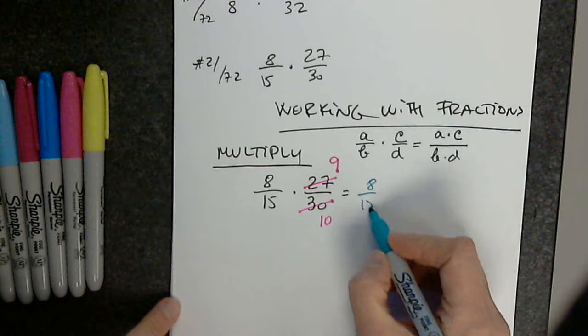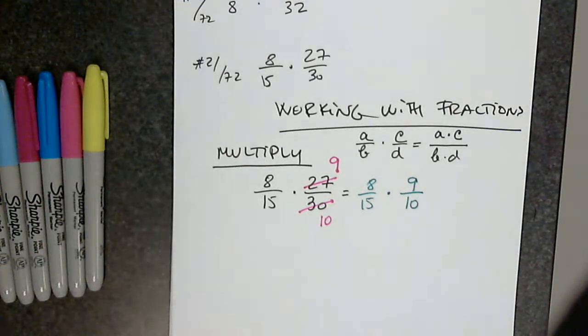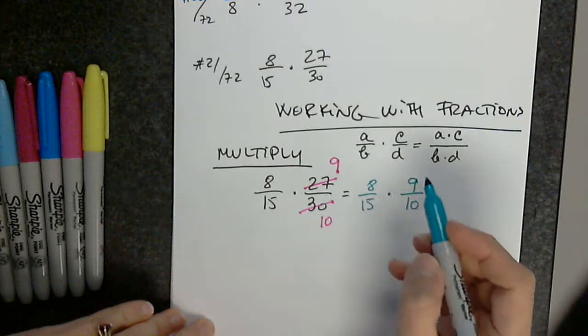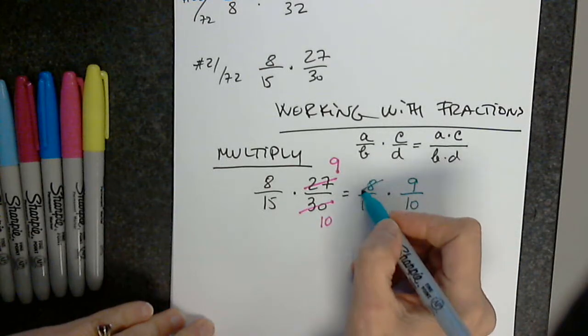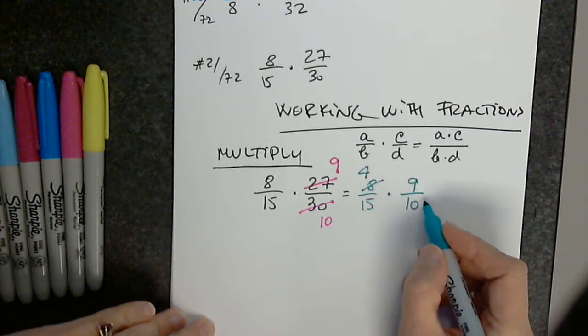8 over 15. Multiplied by? By 9. Good. Now both fractions are fully simplified. Cannot be further simplified. Now I'm going to see if I can simplify across. Never top with top and bottom with bottom, but across. And yes, 8 and 10 have a common factor, so I'll simplify 8 by 2, but at the same time I have to simplify 10 by 2. What do I get? 5.